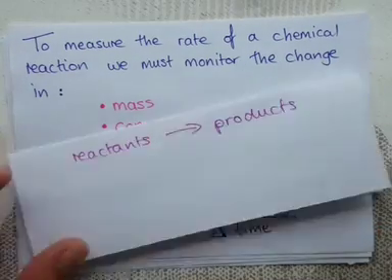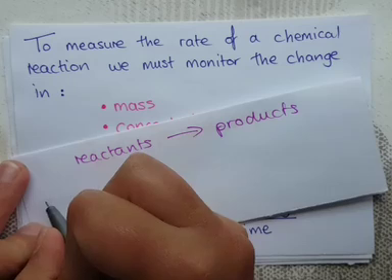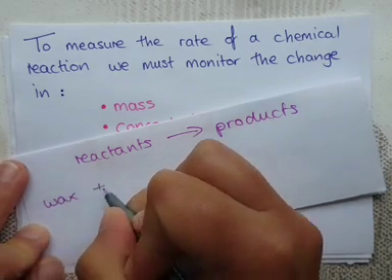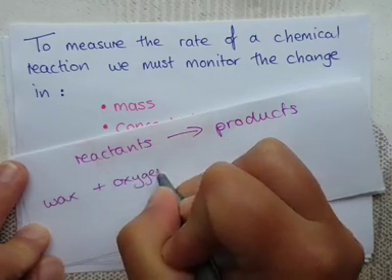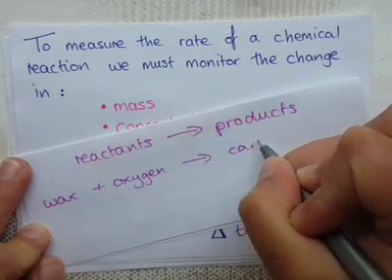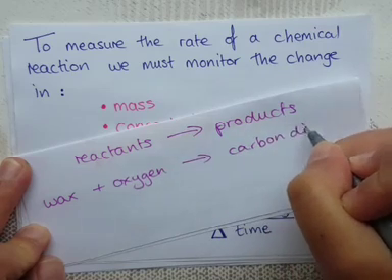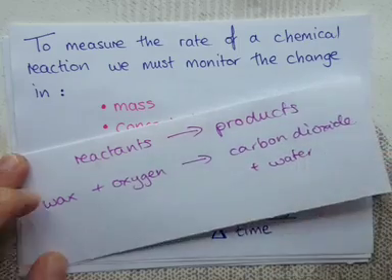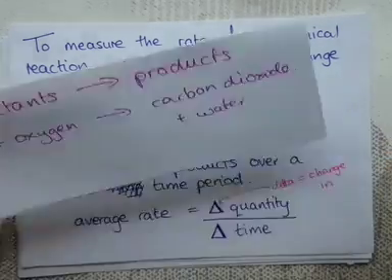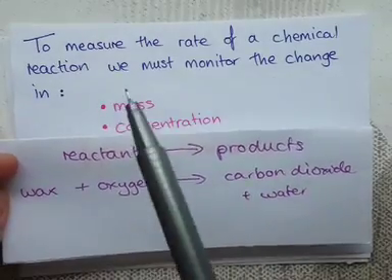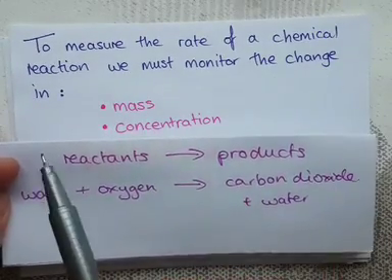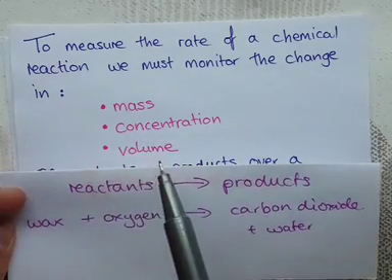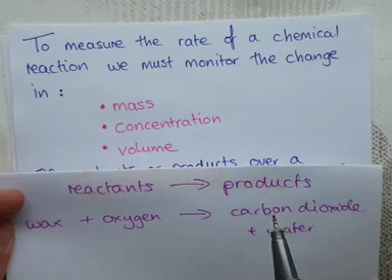Okay, let's just imagine a candle burning. I'm going to write a very generic word equation. Wax plus oxygen makes carbon dioxide and water. You don't necessarily need to write this down, this is just to remind you. So to measure the rate of a chemical reaction, we must monitor the change in either mass, concentration or volume of these reactants or products.